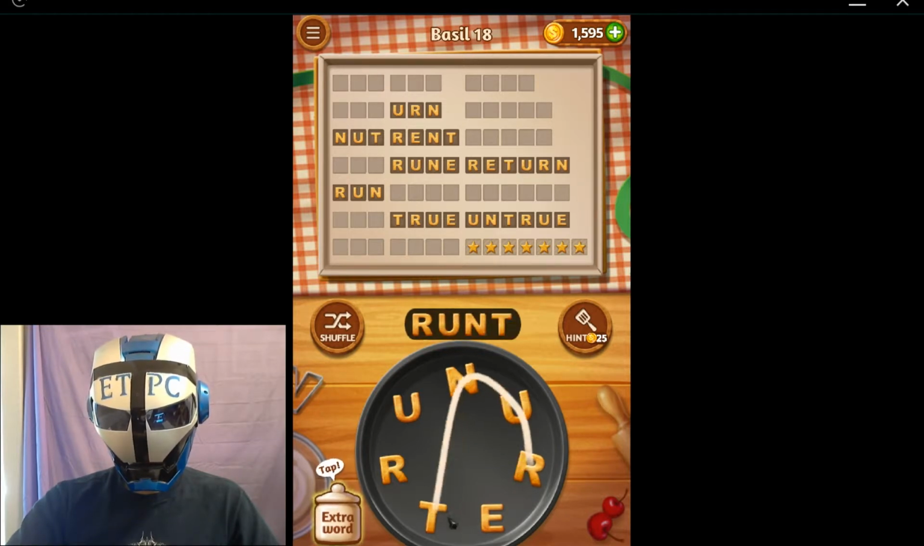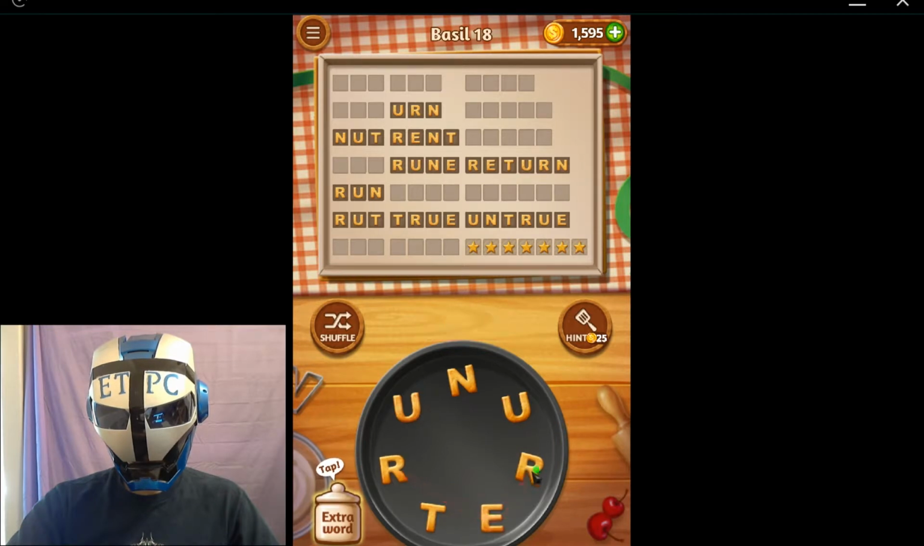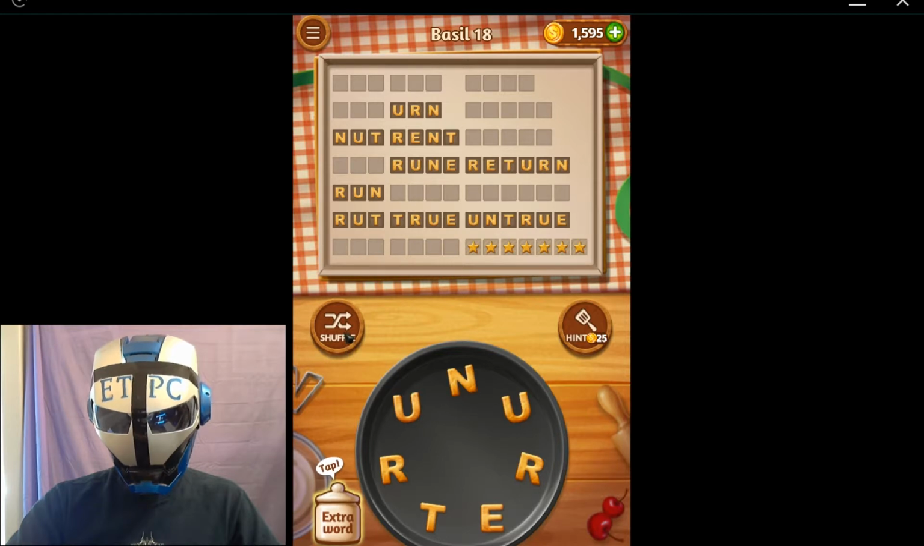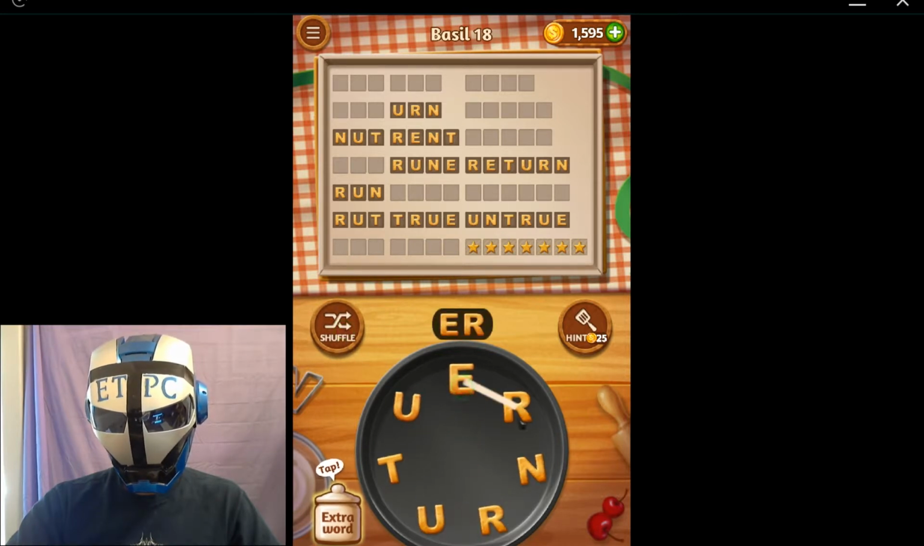Did I get runt? Run, rut, root, rut, ret, rare, ruler, root, ring. Okay, nert, lots of U's and R's, so air.